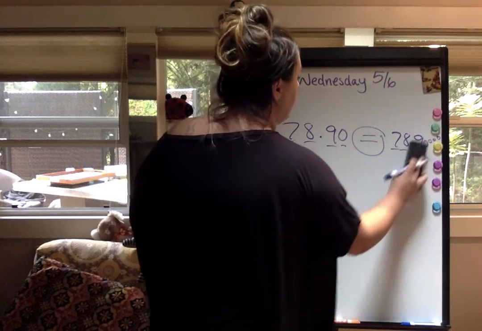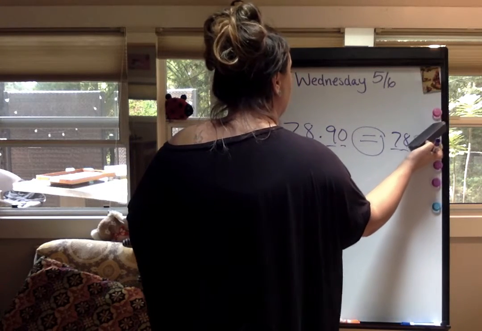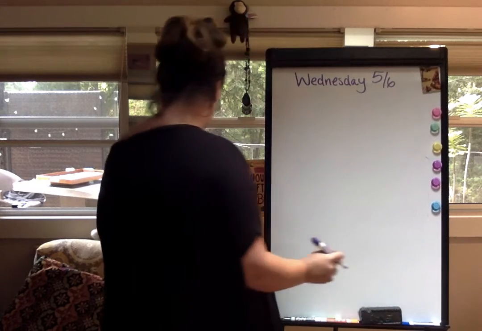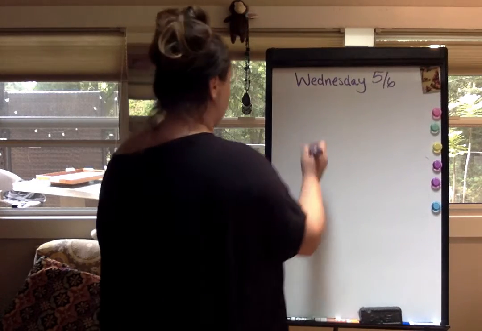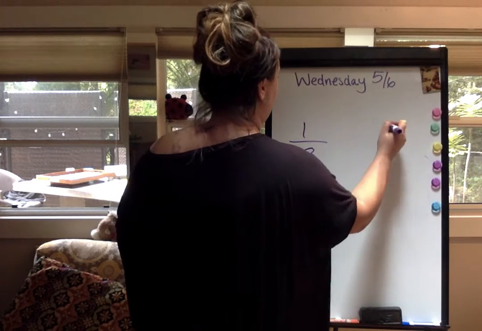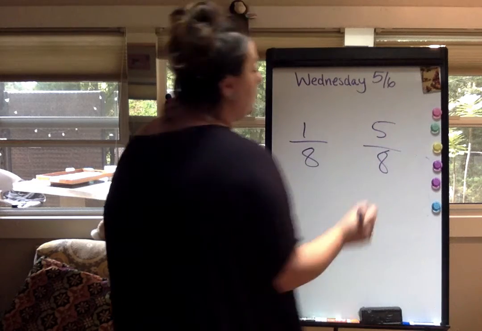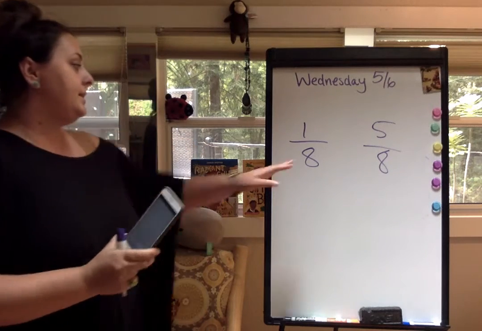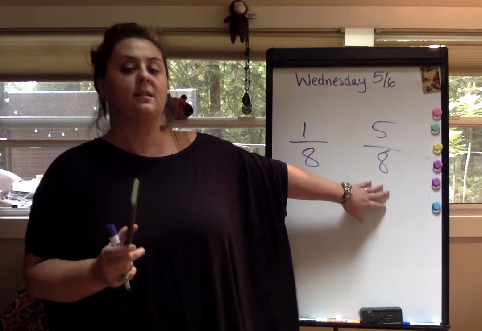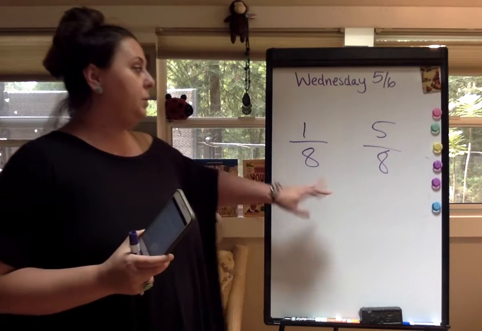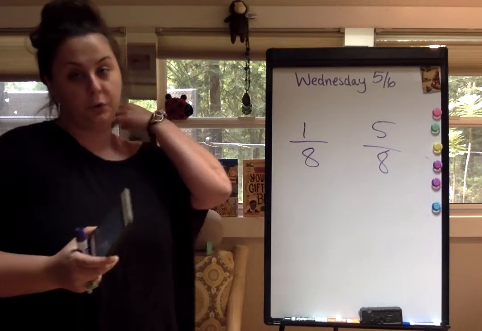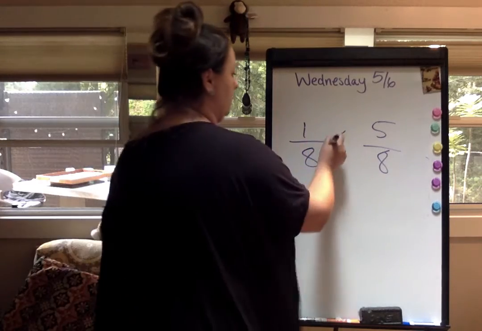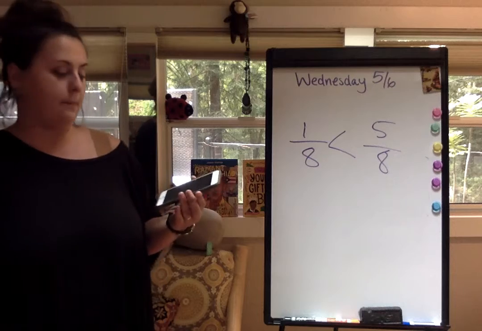All right, next we're going to compare some fractions. 1/8 and 5/8. Now you can do the butterfly method, but the key here, and what will let you do it in your head, is that your denominator is the same here. So you can really just compare your numerators. What's the bigger numerator? Bam.